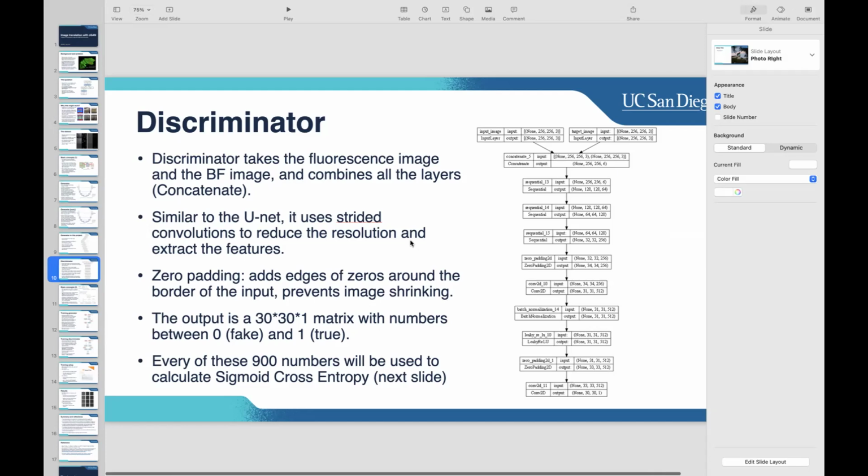The output here is a 30 by 30 by 1 matrix with numbers between 0 and 1. So it gives a realism score at each pixel of the output. Every one of these 900 numbers will be used to calculate the sigmoid cross entropy. We will talk about it next slide.